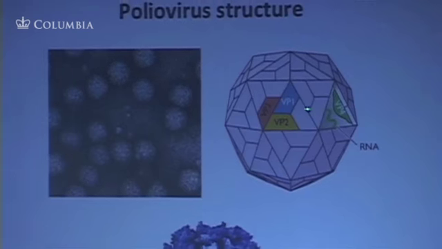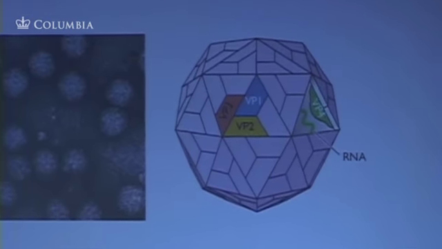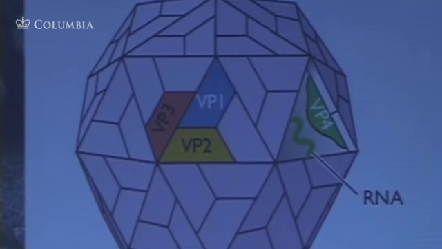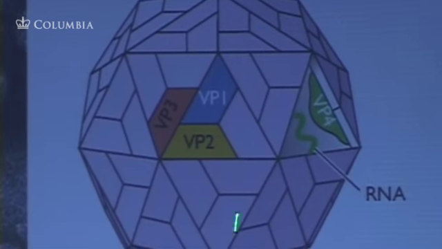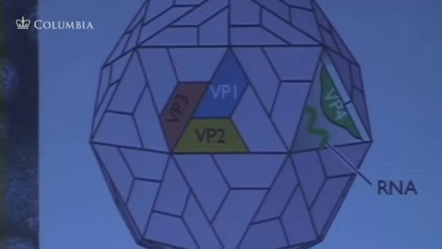And within it, of course, is the nucleic acid. This is shown in green here. It's RNA for poliovirus. And the nucleic acid, of course, has all the information to make new virus particles. So this is really just a shell. It's just a carrier to bring the nucleic acid from one host or one cell to another.